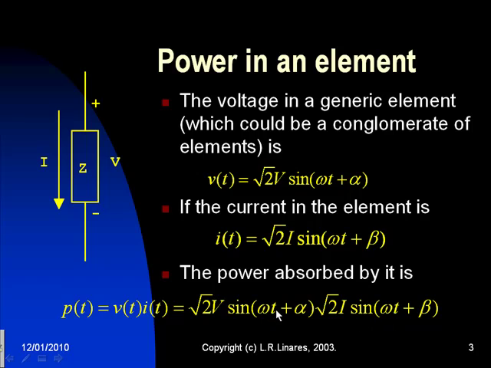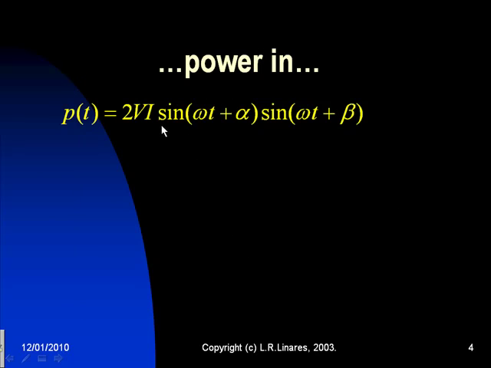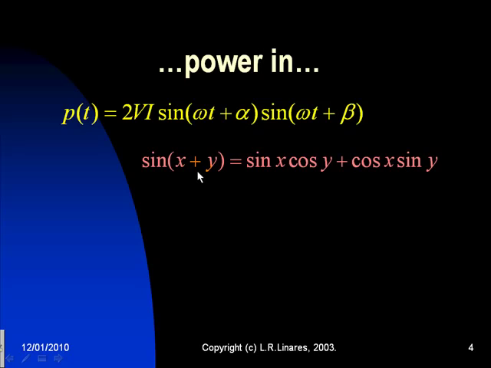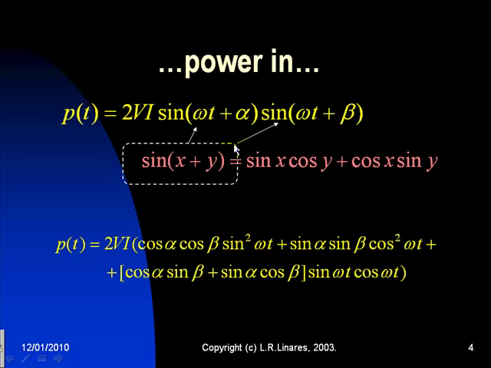Let's simplify that expression. I copy that expression here, and then remember this trigonometric expression for the sum of two angles and apply that over here and over there. We expand those sines of omega t plus alpha and omega t plus beta, and multiply and add and simplify, and we get this humongous expression.